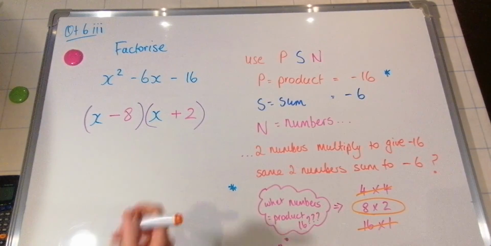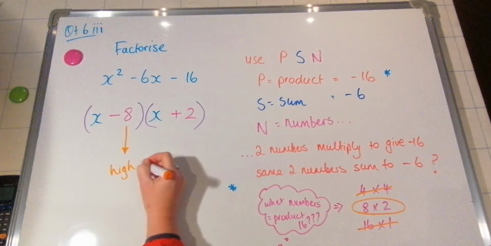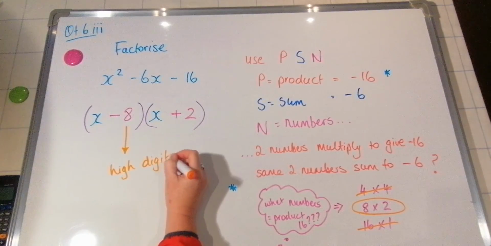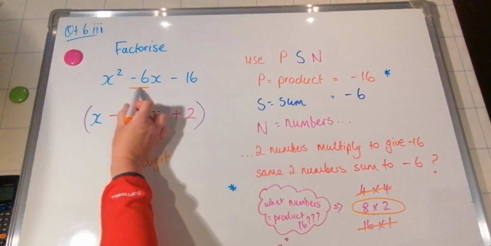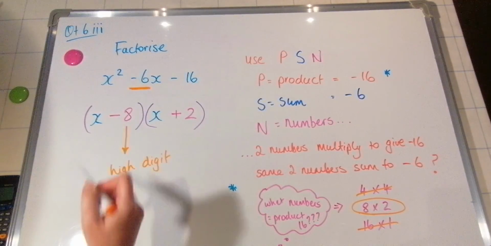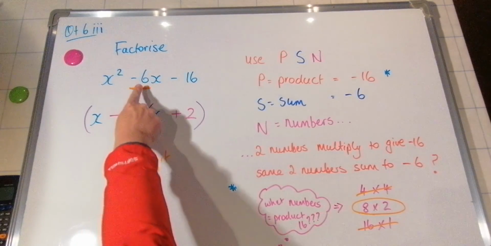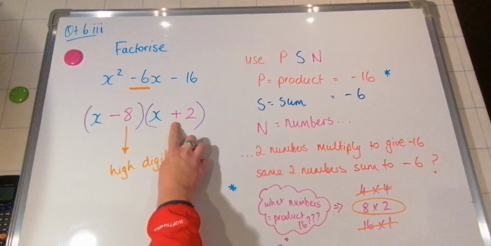Another wee tip on here is that whatever your highest digit is, your highest digit will always take the sign of your middle term. My middle term there was negative, so my highest digit had to be negative. That means if I'm sitting at negative 8 and I have to reach negative 6, because that's my sum, I'm going to add on 2.